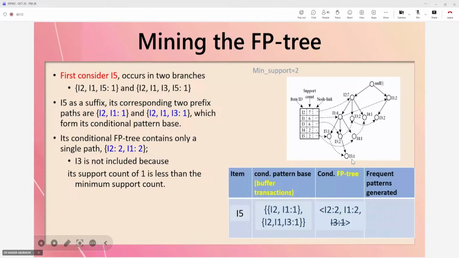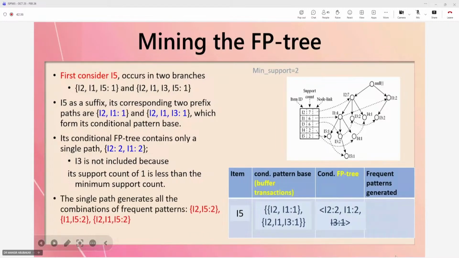more than 1 here? So I1, I2, we have 2. And then I1, we have 2. So I3 is only what? 1. So we have I3 as 1, that means less than the minimum support count. Then it is not going to be considered.